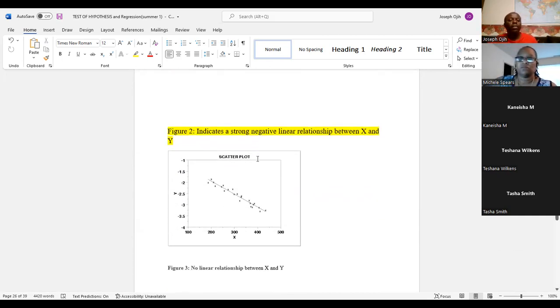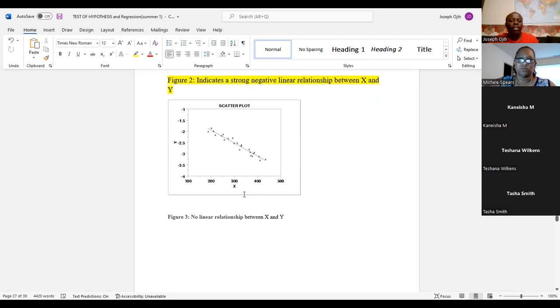But for this one, it's the opposite. When S increases, Y decreases. See, when S is 300, Y is about negative 2.5. When S is 400, it's about... this is an inverted scale, because you need to start from -1 here, all the way up. So I'm going to change this.